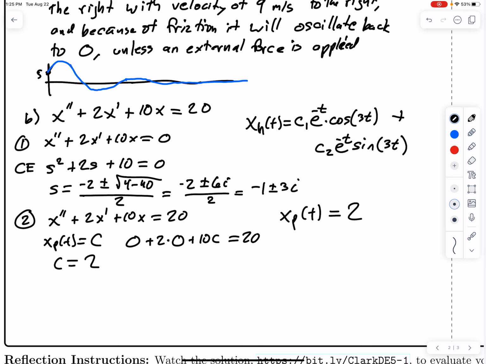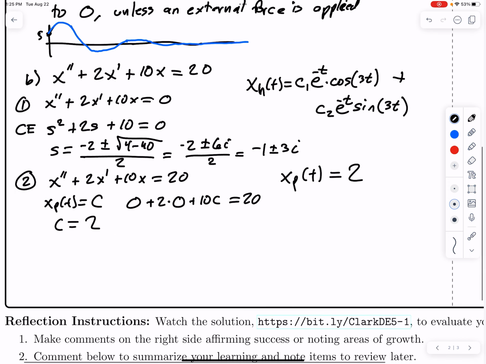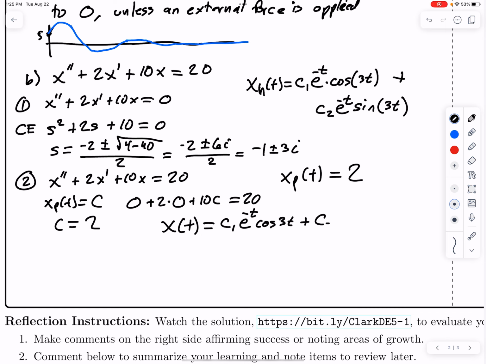So the magnet is pulling with a force of 20. The spring is pulling back with 10x, and 10 times 2 is 20, so you get a balance there. So my general solution would be c1 e^(-t) cosine of 3t plus c2 e^(-t) sine of 3t plus 2.